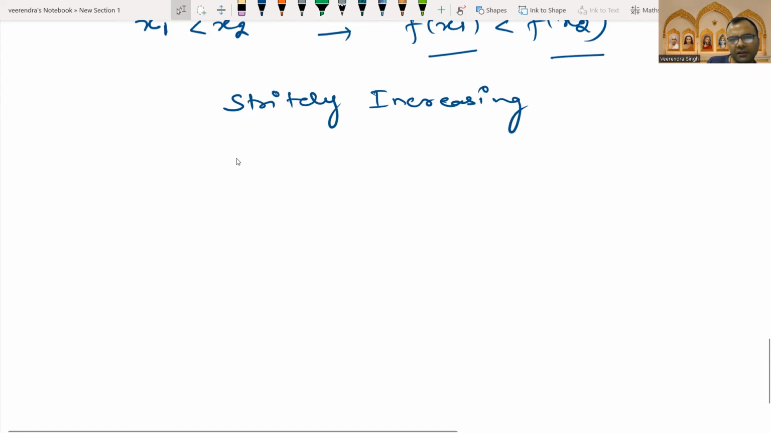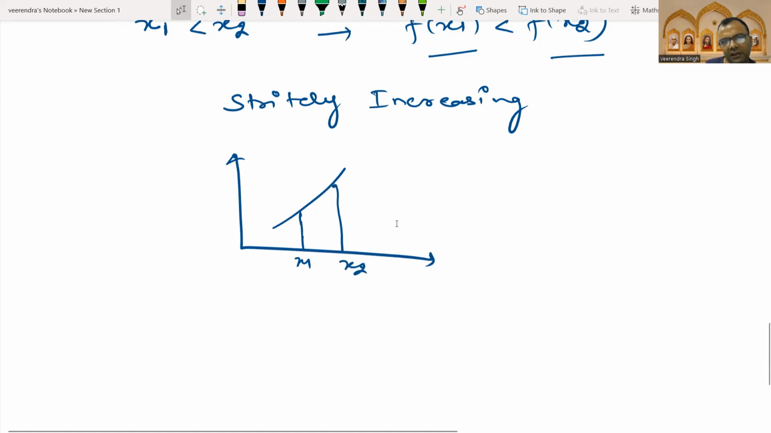So what does it mean? If I draw the graph of f of x, suppose for x1 and x2, it will be strictly increasing like this. So here suppose I have x1 and here I have x2. So clearly we can see that the value at x2 is more and at x1 is less. So here it is strictly increasing.